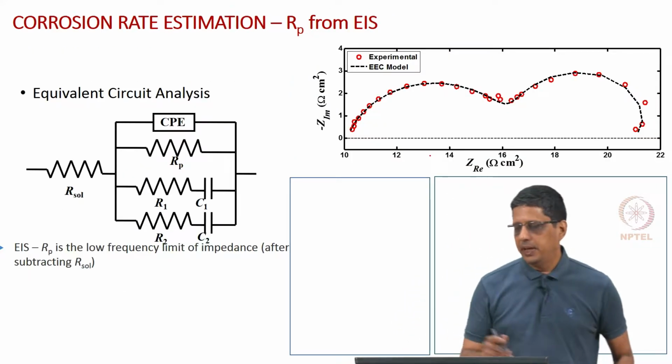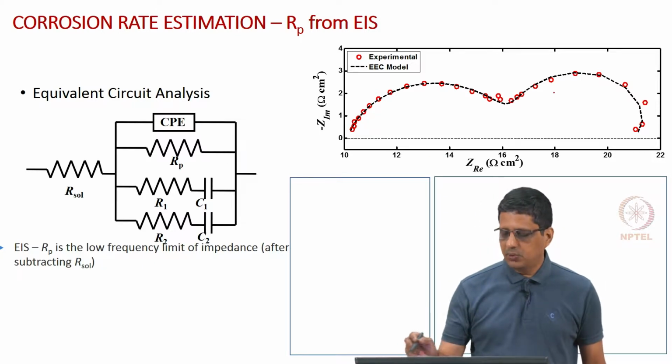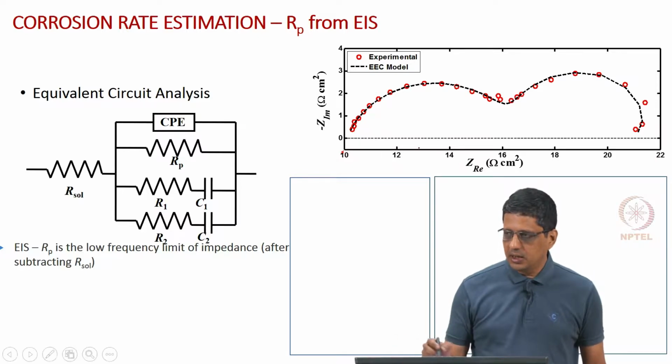Now, if you do impedance analysis, if you take EIS data, this is what we get. Just note that the x axis, or Z real, goes from 10 to 22 ohms, and the minus Z imaginary goes from nearly 0 to 4 ohms.